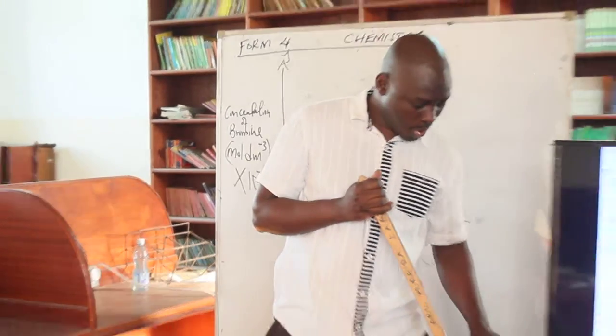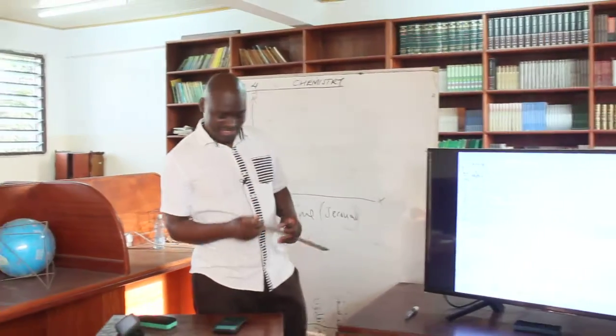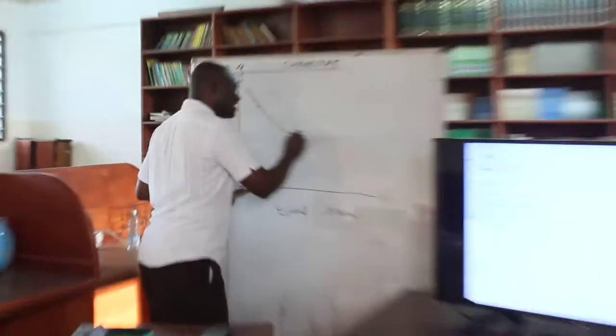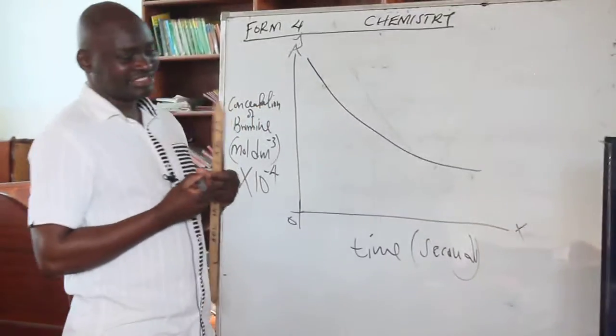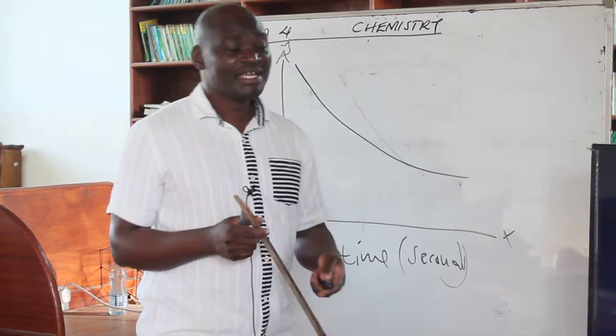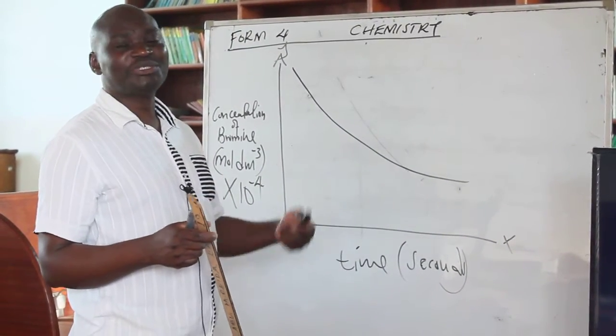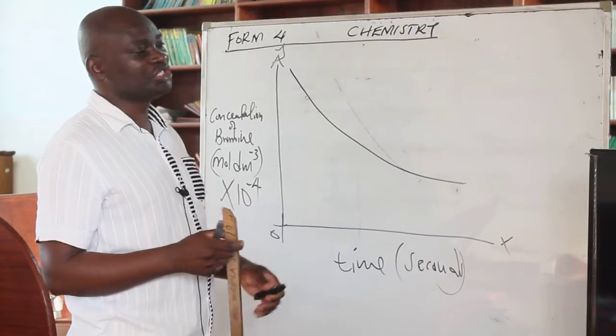Yes, so that is our graph. We have seen the shape of our graph. It goes that way. That is the shape of our graph. Let us use this graph now to answer questions.